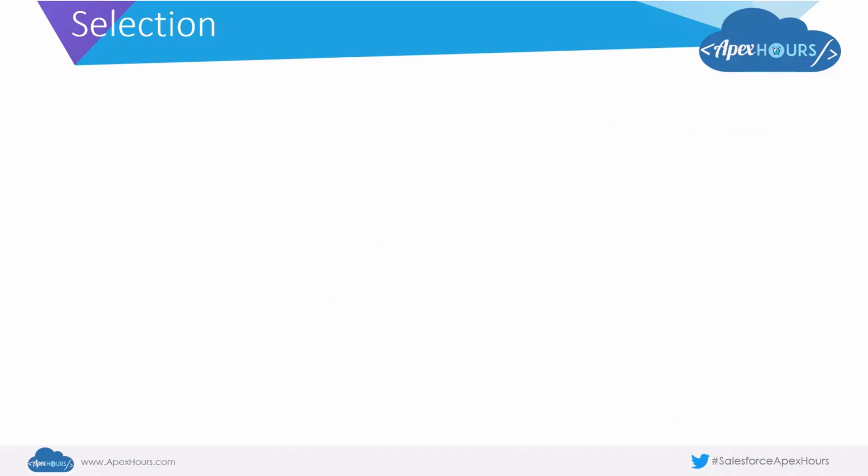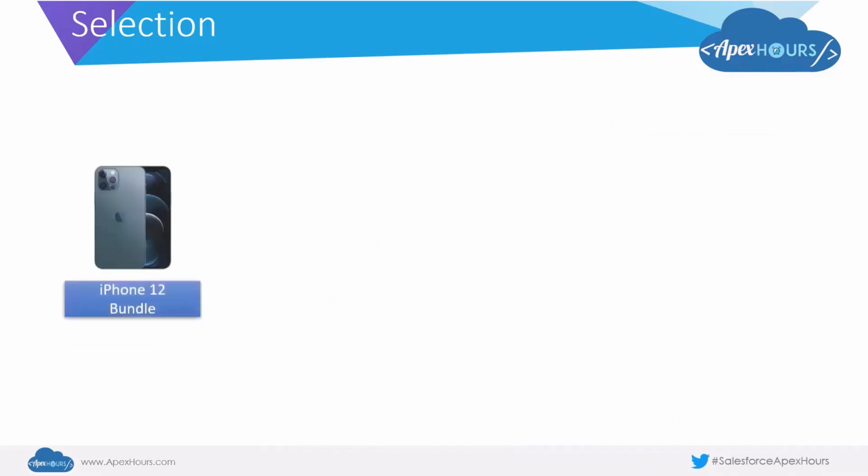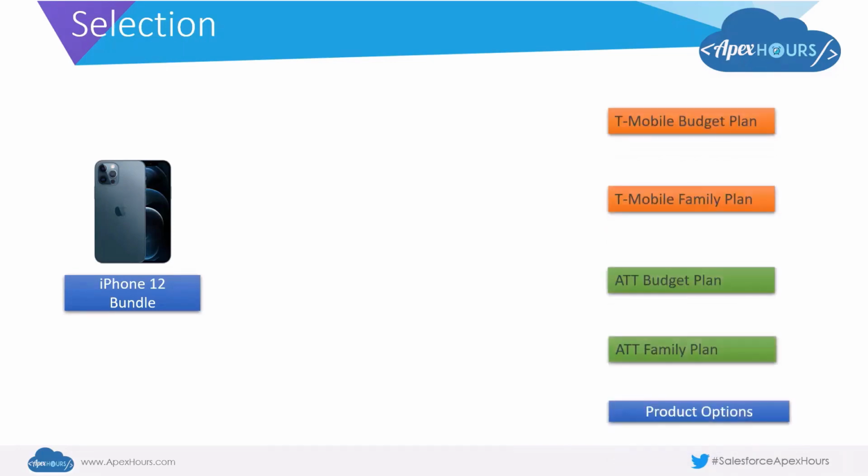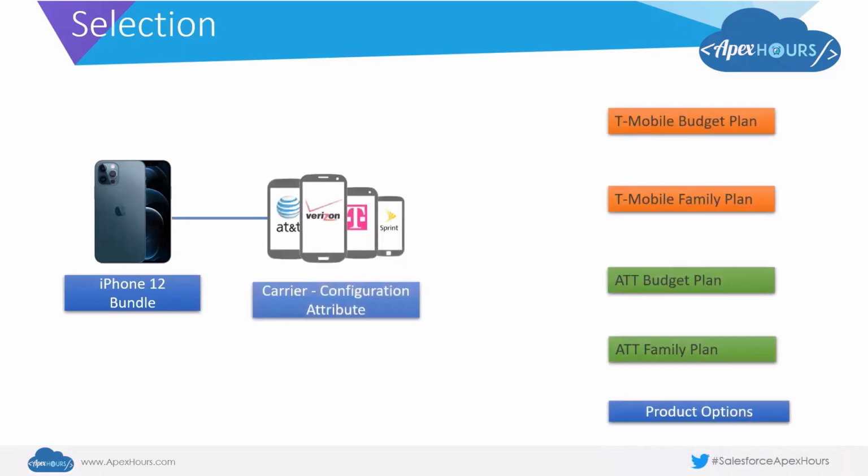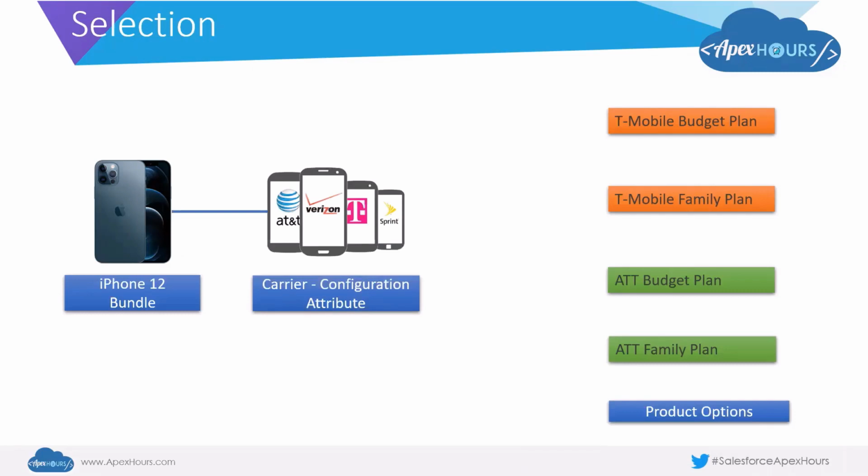And the second one that we would look at is very similar. So we have the iPhone 12 bundle and the same set of product options and the same configuration attribute. We are going to work with a different carrier option here. Say, for example, instead of AT&T, we have T-Mobile selected, right? So then we want to show and add the T-Mobile budget plan, which is a basic plan, as a product option. And we also want to show the T-Mobile family plan so that if they don't want the budget plan, they are able to go ahead and select the family plan.